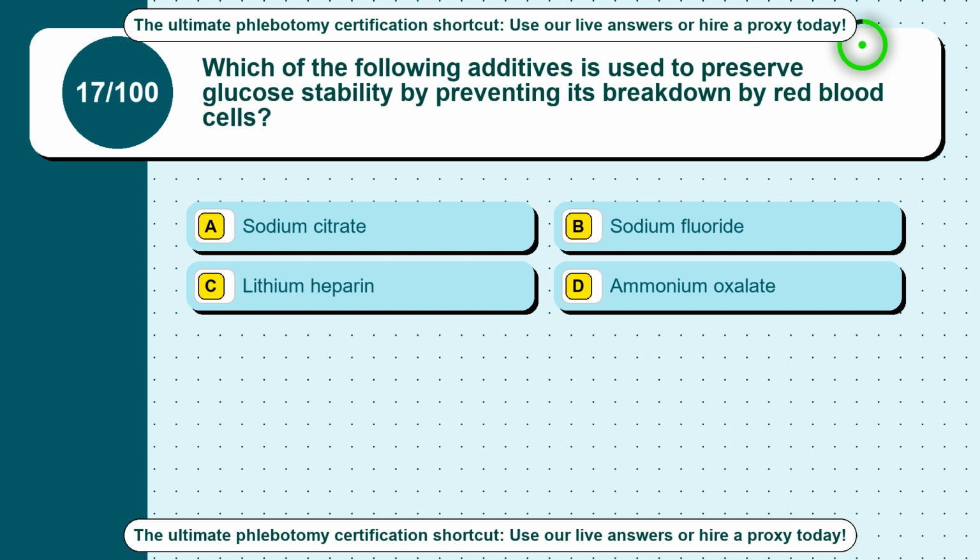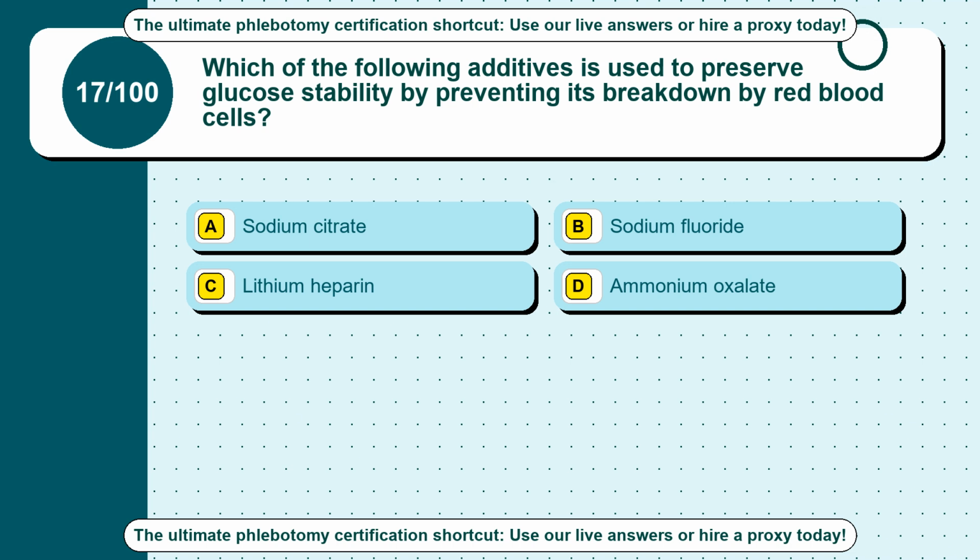Question 17. Which of the following additives is used to preserve glucose stability by preventing its breakdown by red blood cells? Option A. Sodium citrate. Option B. Sodium fluoride. Option C. Lithium heparin. Option D. Ammonium oxalate.